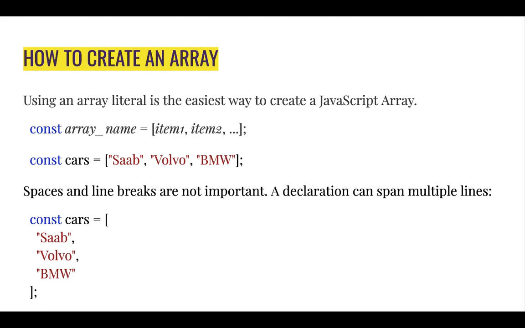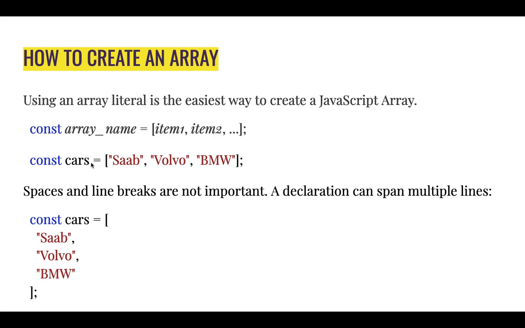So the easiest way to create an array is by using the array literal, which is by doing this. You have your keyword, either your const keyword, your let keyword, or the var keyword, followed by your array name, and then equal to, followed by opening and closing square brackets. So that's the easiest way to create a JavaScript array.